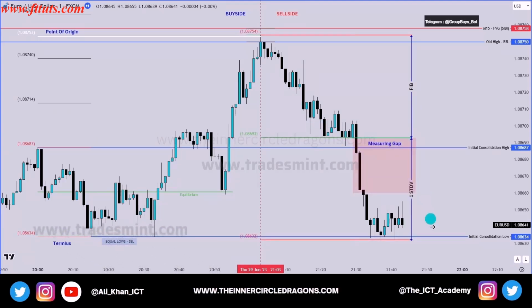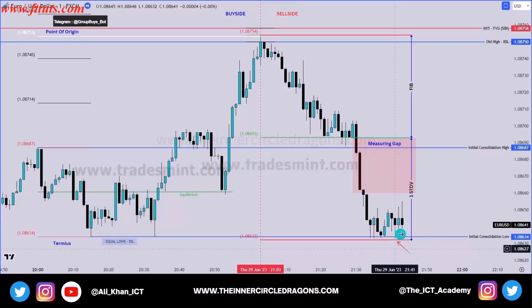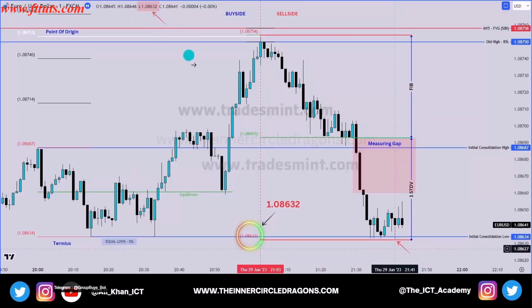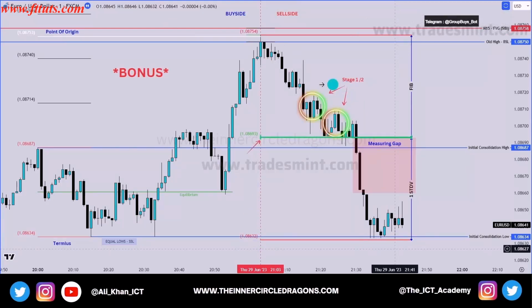If we take a fib and anchor it from the range high to the measuring gap, and we project one standard deviation lower, the very low of this candle comes in at 1.08632, which is the same level that we get over here, 1.08632.